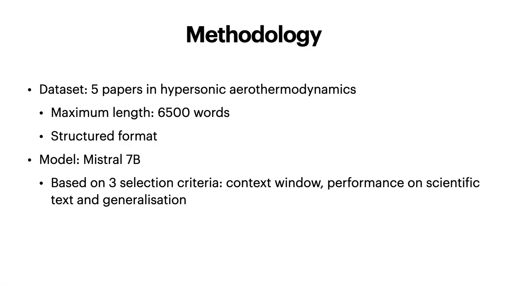The overall objective here was to choose a model that would be capable of generating a domain-specific summary using prompts rather than fine-tuning. 3 main selection criteria included context window size, performance on scientific text, and generalization. Mistral 7B was chosen as it outperformed all other open source models on a number of tasks, including reasoning and technical comprehension.